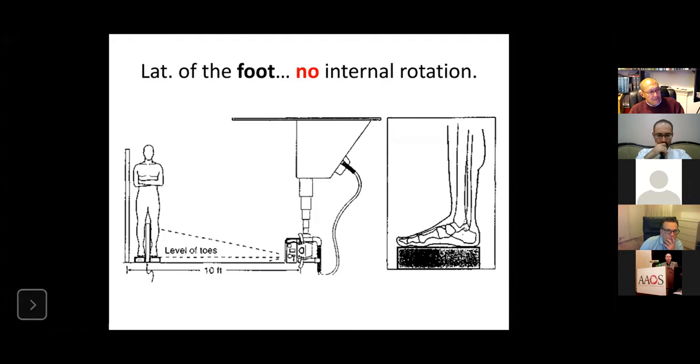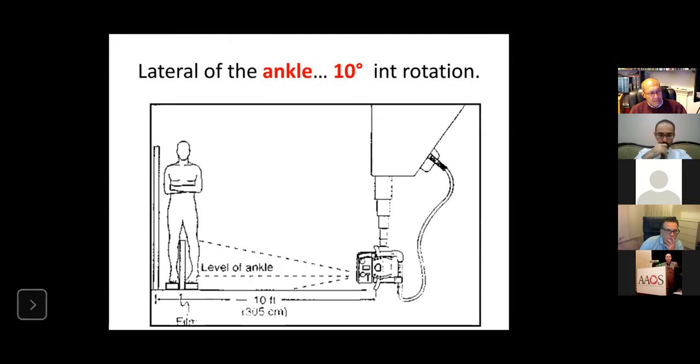This is the lateral view of the foot. The foot is looking forward. There is no internal rotation, and the beam of the X-ray is lowered to have central rays at the level of the ankle. This is for the foot. For the ankle, the same position of the X-ray tube, but we should internally rotate the foot 10 degrees to have the lateral view for the ankle.